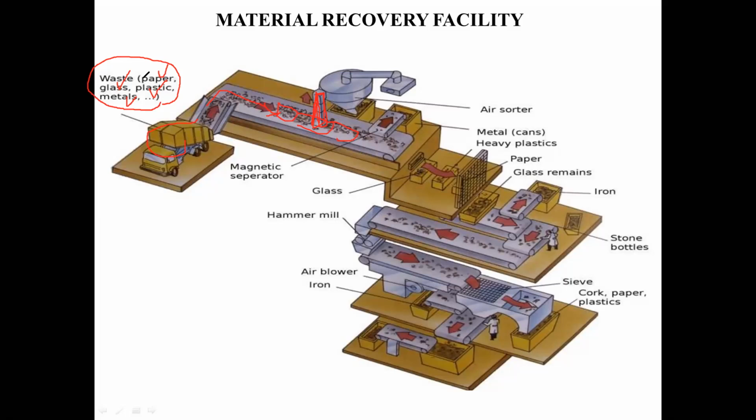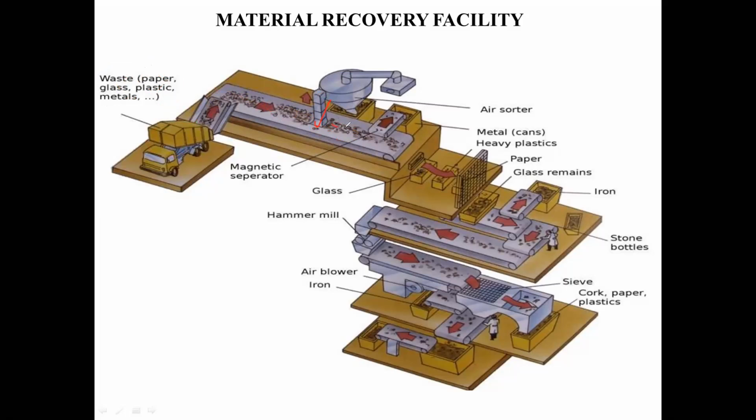That air is going to suck the material which is lighter in weight, like for example papers, cardboards and pieces of cardboard, and lightweight material like light plastics and carry bags. That is what we have in air sorting. In this air sorting, the waste components which are lighter in weight get segregated.